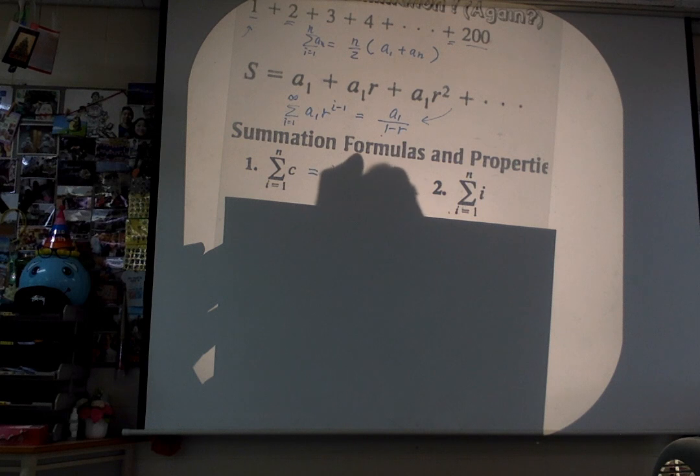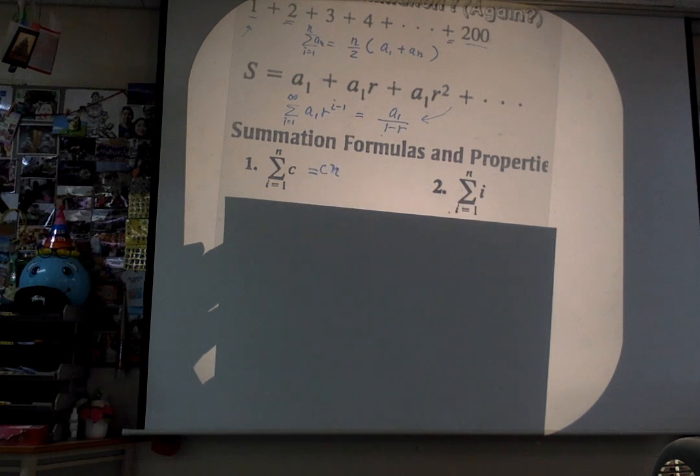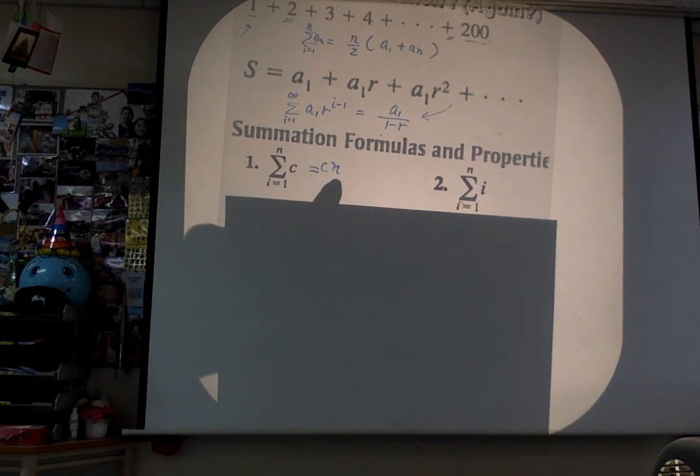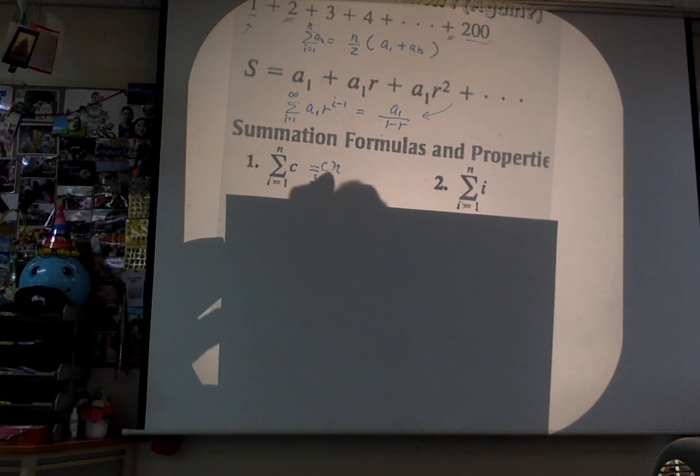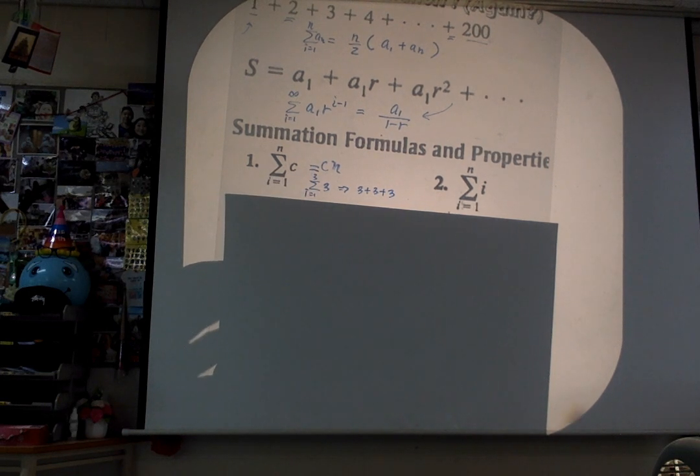So this is going to be your c times n: your constant times the number of times that you want to add your constant. So for example, if you have 3 here, i equals 1, and you have a constant of 3, that means 3 plus 3 plus 3, right? That's what that is, okay? That means 3 times 3 in this case, which is 9, okay?